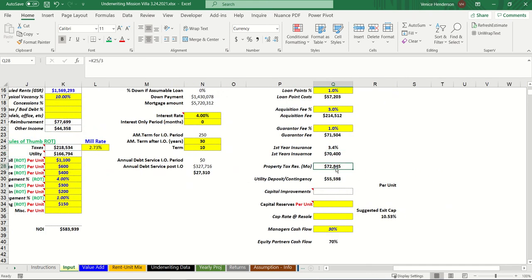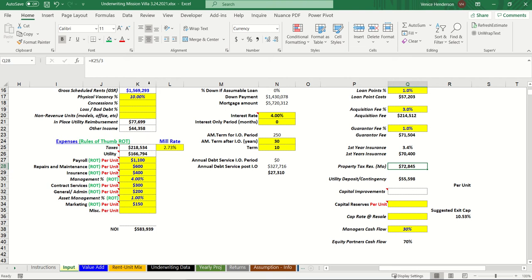Property tax based off of the mill rate. And I was always wondering why that's divided by 3 and not quarterly, because taxes are paid quarterly. Am I right? Or am I right? I mean, I could be wrong. Utility deposit contingency would be required. Capital improvements.